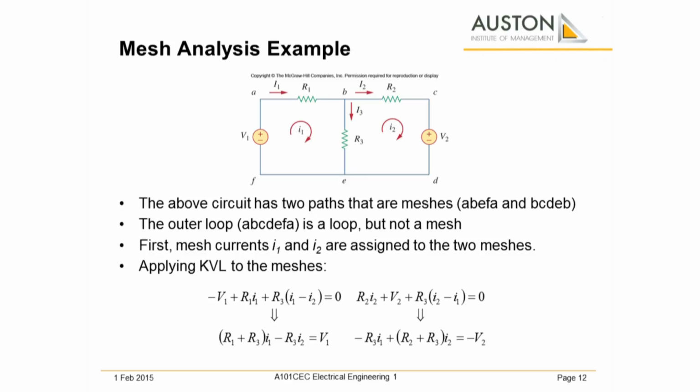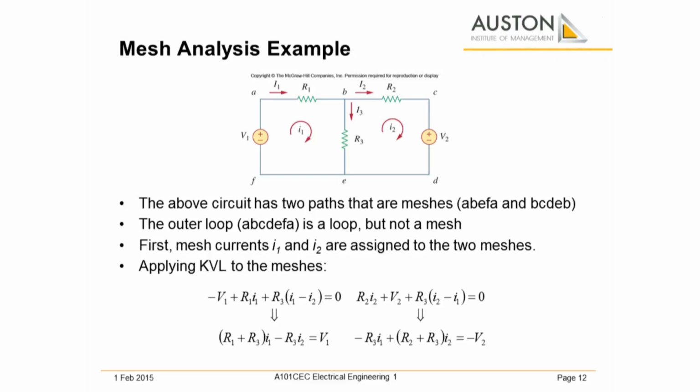To fully understand mesh analysis, let's go to this example. In this circuit, there are 2 meshes. They are labeled as A, B, E, F, A, and the second one will be B, C, D, E, B.